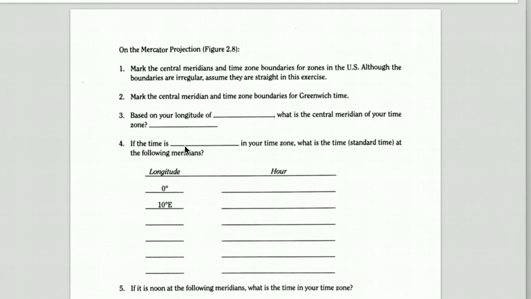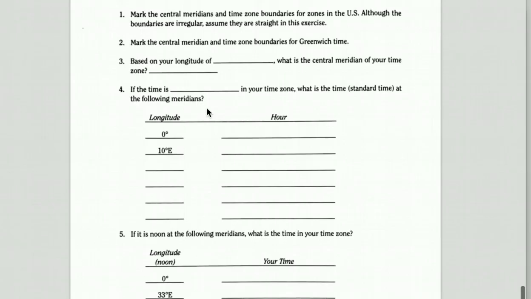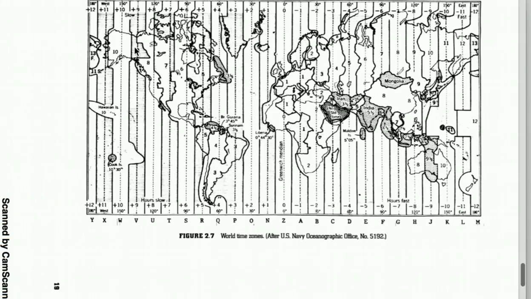Alright, so if the time is 1 p.m. in your time zone, and when it says your time zone, it is saying Hattiesburg, Mississippi. So does anybody know offhand what time zone we're in? We're going to be in the -6 time zone. Alright. So we are in -6. It's right here. Alright, and I just always tell my students to just write -6 right here so they know their time zone. Alright. So what you're going to do is, if the time is 1 p.m. here in -6 time zone, what is it going to be at the following meridians?